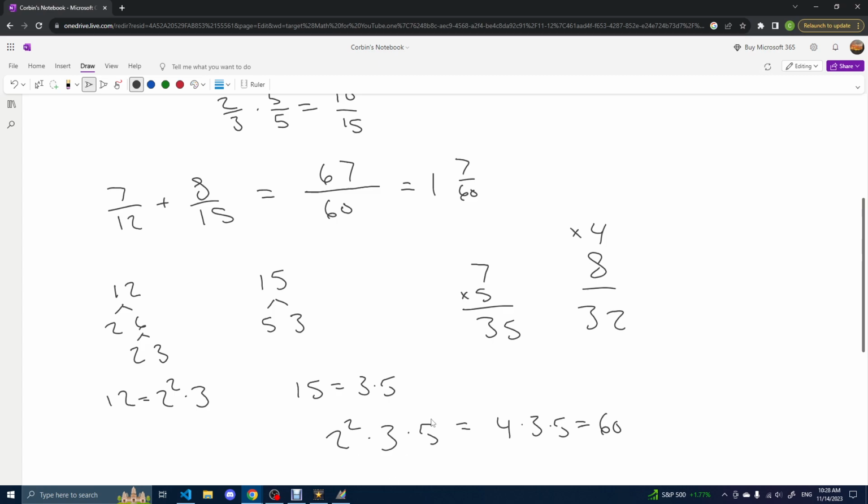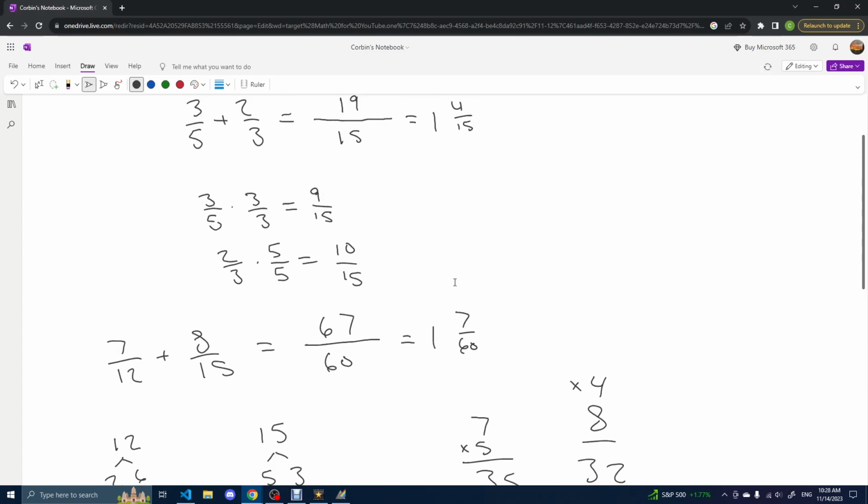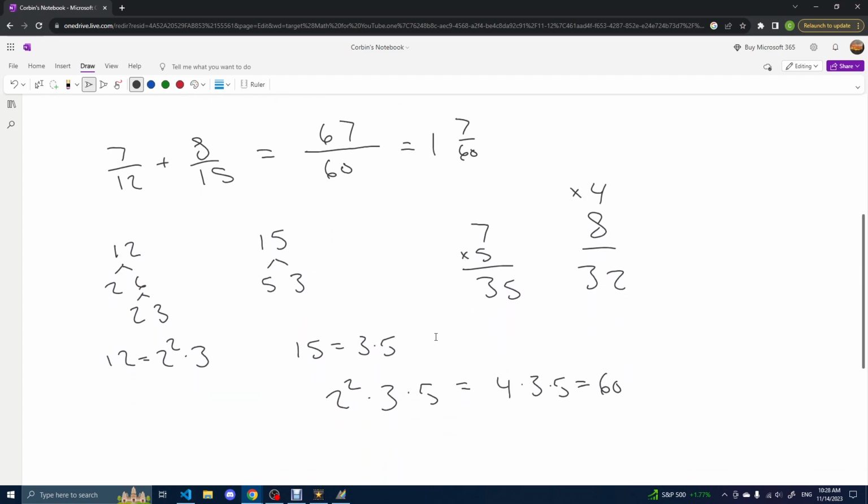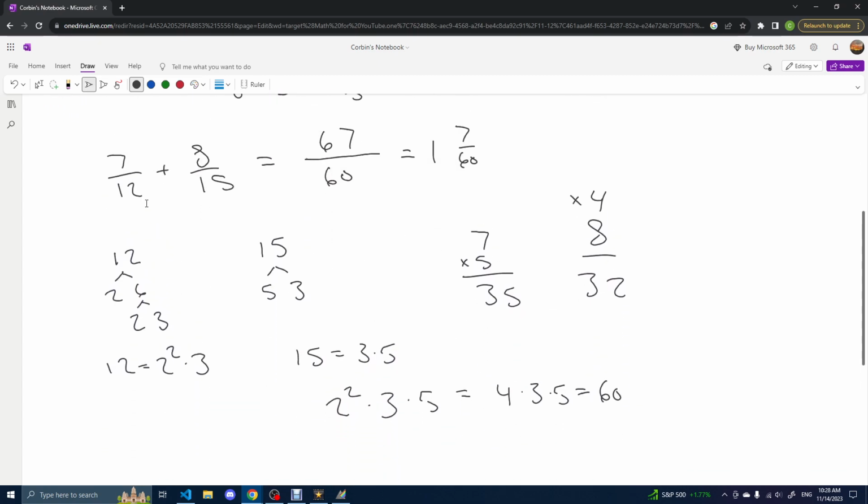And so that is going to be kind of the easiest way to add fractions, is using your least common multiples to simplify and find an easy denominator to deal with, and then you can change your numerators to match that.